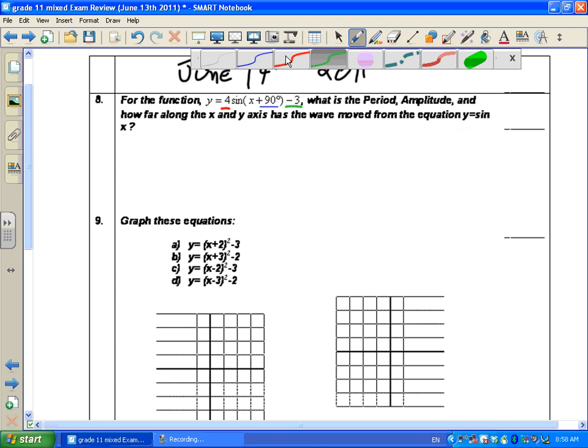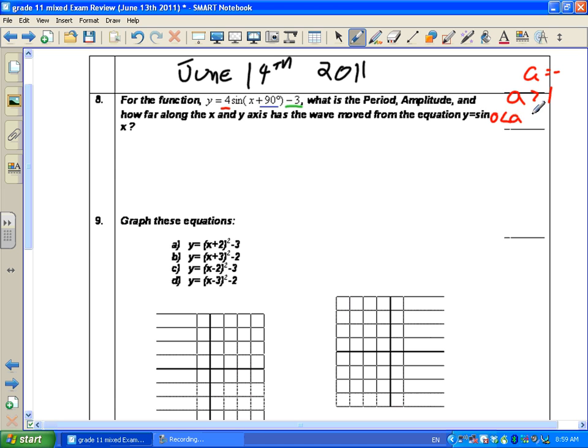If you guys remember, A deals with two things. A deals with any reflections. So if it is negative, it reflects. And it also deals with stretching the wave. If A is greater than 1, it'll stretch. And if A is between 0 and 1, it'll compress. If you guys notice, this has stretched by a factor of 4. When you stretch a wave, that's going to affect the amplitude of the wave.